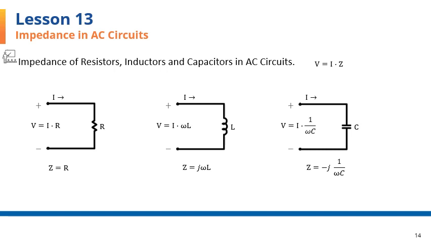Interconnection of these three elements forms the whole or part of practical AC circuits. Knowing the impedance of each element and the rules for series and parallel combination of impedances, we can find the equivalent impedance of most circuits. The exceptions are circuits with delta or Y connected impedances, which will be covered in the next lesson, lesson 14.